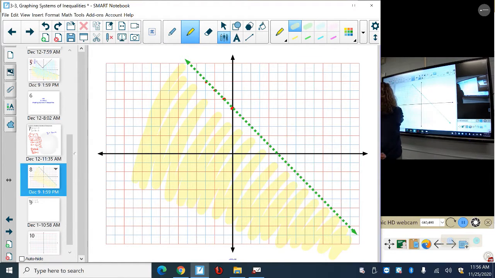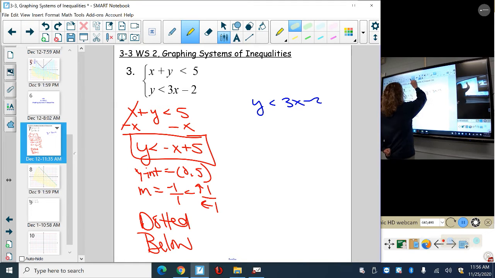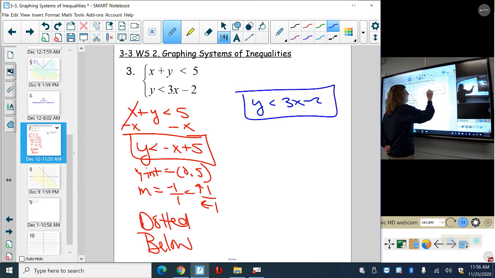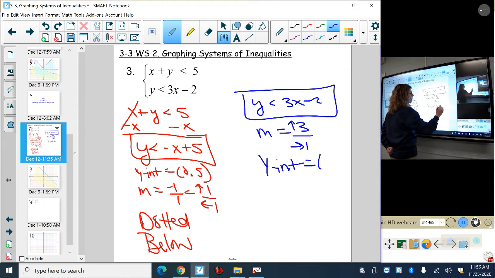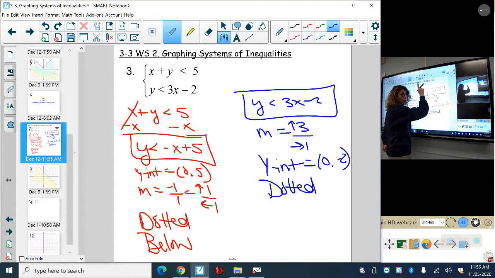Okay. So now I'm going to come back over here and do this one. This is already done, so my slope is going to be 3 over 1, so that's up 3 to the right 1. My y-intercept is going to be the point 0, negative 2. And it is strictly less than. Strictly less than means it's a dotted line. And since it's a dotted line, I'm going to ask, is it above or below? Less than means below.